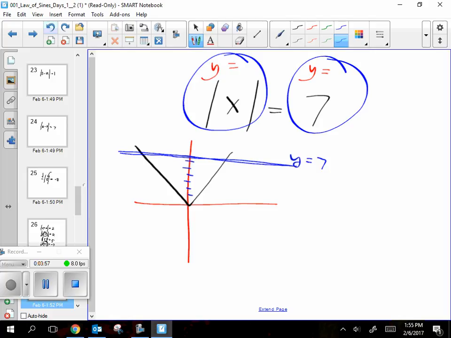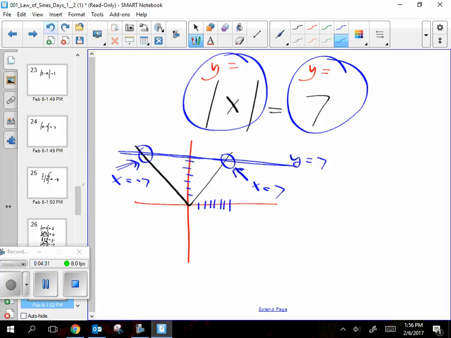Okay. Then there are 2 answers, here and here. It's where the lines cross. Take a wild guess what that answer is. And then what's this answer? It's similar except it's going the opposite direction, right? So what's this answer? 7. And what's this answer? X equals negative 7. That's how you show it with a graph.